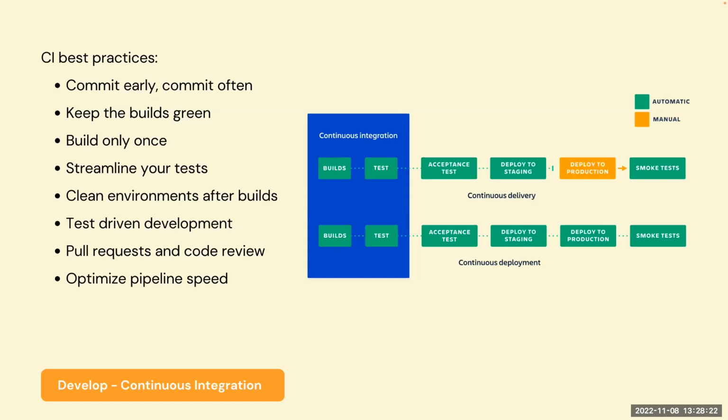Pull requests and code reviews, obviously, are one of the key things, since you still need a manual code review. And optimizing pipeline speed is important again, because if you have a low-performance CI system, people will probably try to use mostly the local system, and it will slow down your application development.